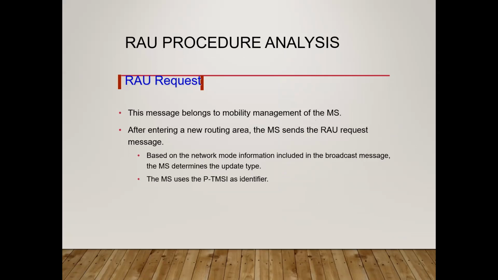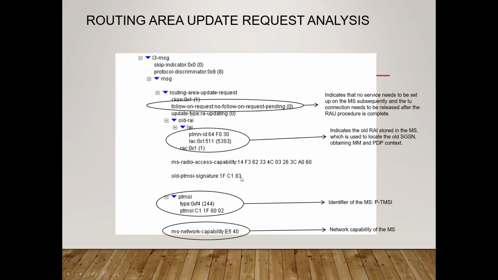This belongs to mobility management. Routing area update is done when you enter a new routing area. Based on the network information in the broadcast message, it determines the update type and uses the PTMSI as identifier. So this is your request analysis.